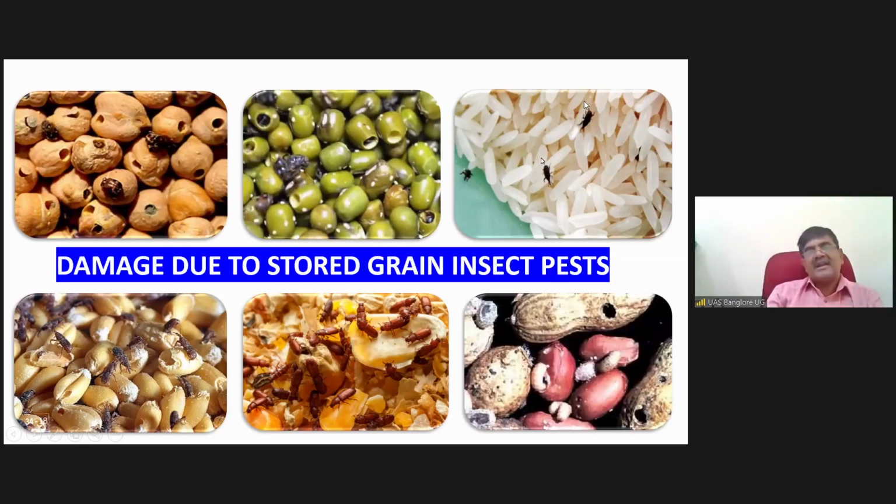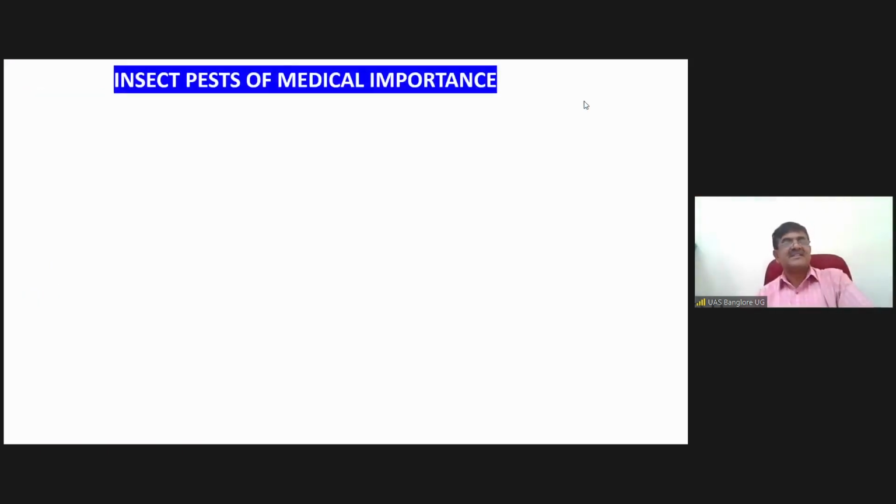Similarly, rice, which is a staple food for us, is attacked by some weevils. The wheat is attacked by weevils. Even the maize is attacked by some storage beetles, and even the groundnut seeds are attacked by insects. That means whatever stored grains we store in the house are also attacked by insects. So this is also one of the reasons why we have to study insects.